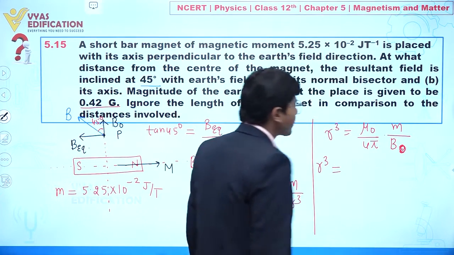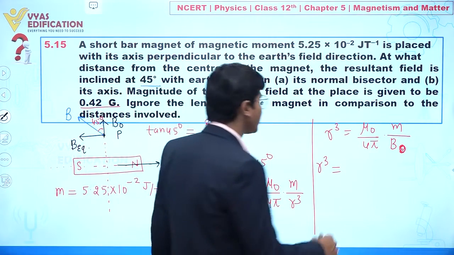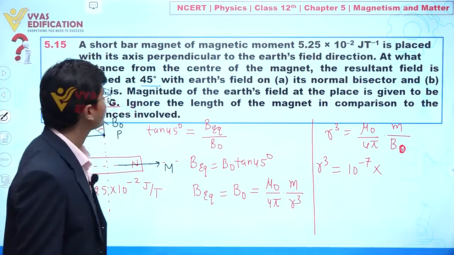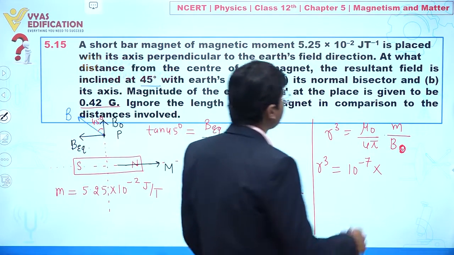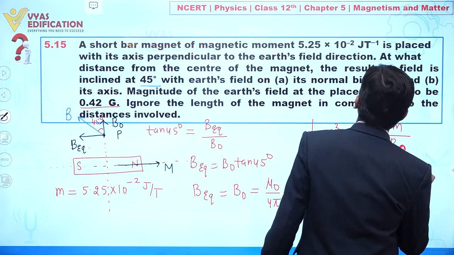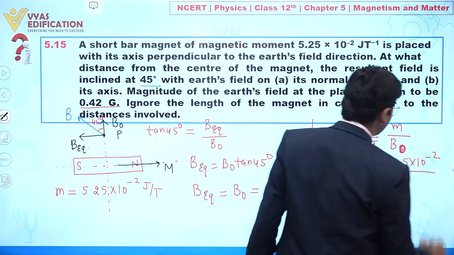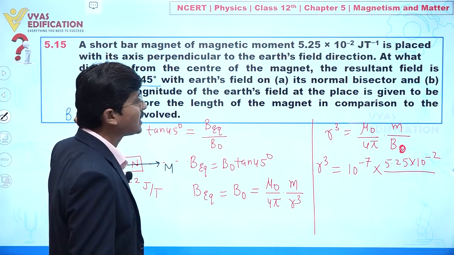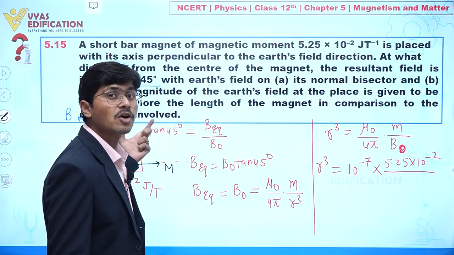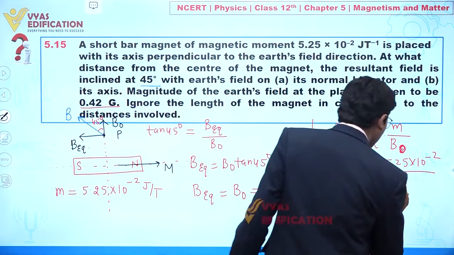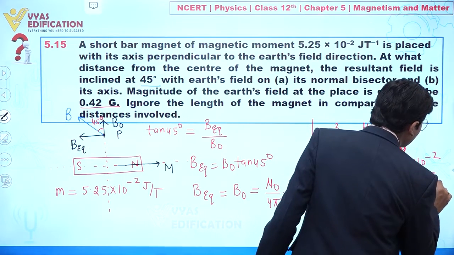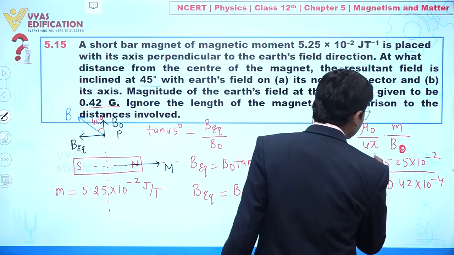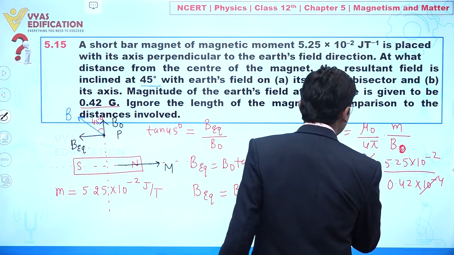So from here you can see mu naught upon 4 pi. This value we have 10 to the power minus 7. Clear? Multiply magnetic moment. So the value of magnetic moment we have 5.25 into 10 to the power minus 2, divided by the value of the magnetic field of the earth. This is 0.42 Gauss, so 0.42 into 10 to the power minus 4. Clear to everyone? So from here we can write like this. This is 10 to the power minus 3.